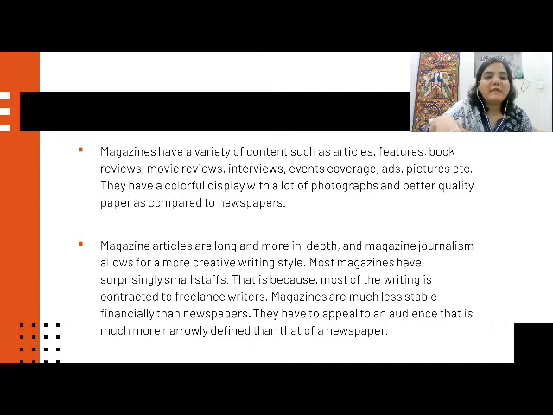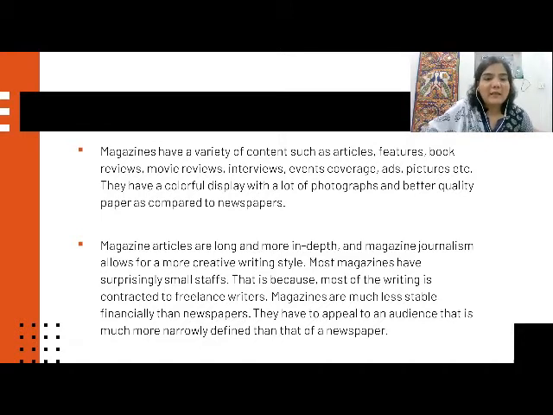Most magazines have surprisingly small staffs. This is because most of the writing of the magazine is through freelance writers. And this is the reason why I have told you at the beginning that I always encourage my students to write for different magazines if you get the opportunity to, because they don't really want you to be in their office from 9 to 5, and they like to recruit staff who can write on a freelance basis. They don't have a huge setup that way.